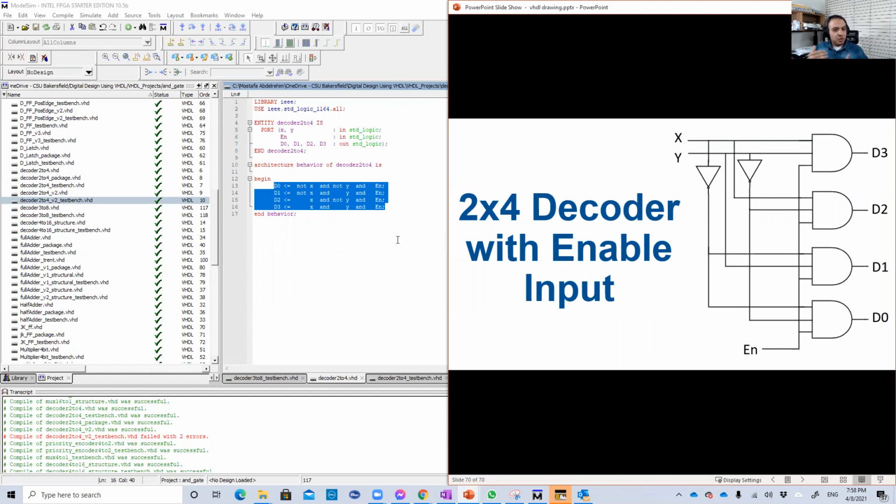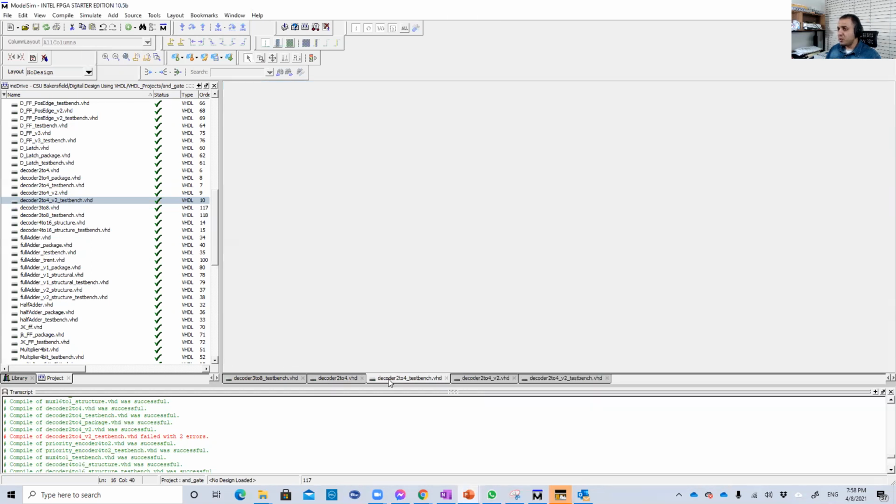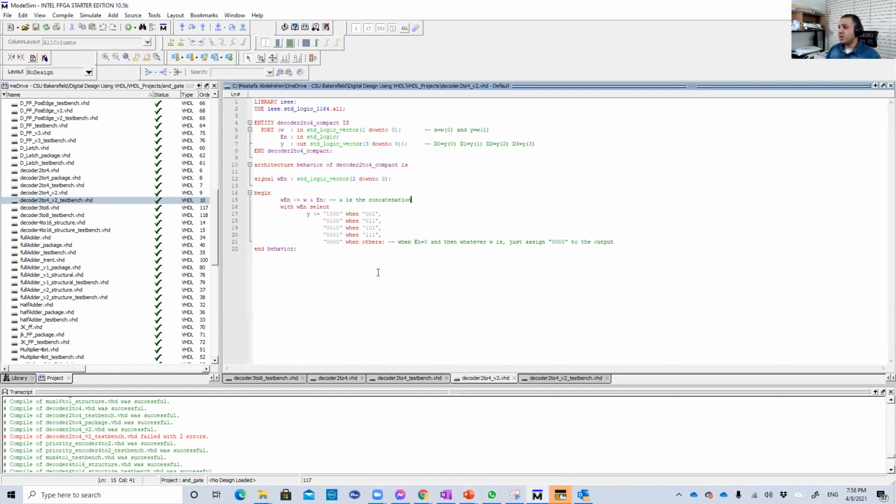The question is, does VHDL enable us to code while looking at the truth table? Here we look at the gates and we code. Can we look at the truth table and code? The answer is yes. You can represent the truth table in VHDL. How do we do that? Using a statement called with select when, which come together.